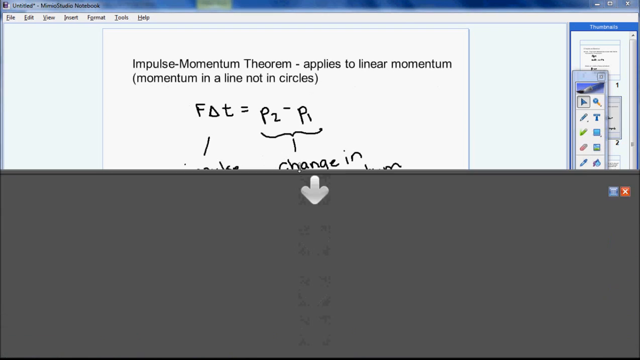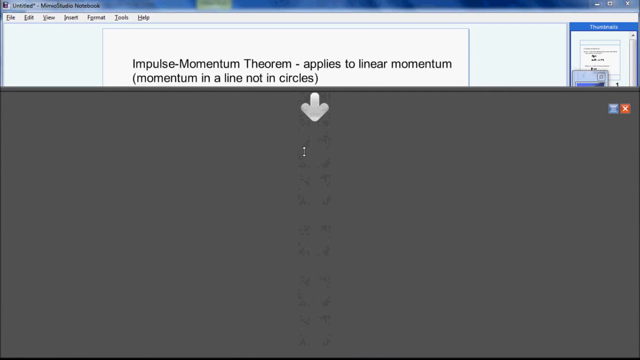Now, an impulse will cause a change in momentum. So there is a theorem, which means it's been proved, that relates the impulse, the force multiplied times the time that force was applied, and the momentum, or the change in momentum.